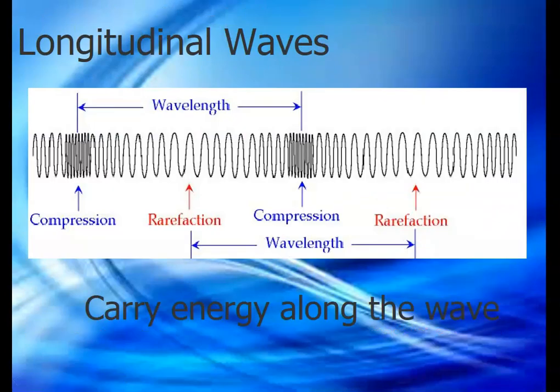Here's a longitudinal wave. Again, we're looking at our wavelength. These are different. When we look at longitudinal waves, instead of being measured from crest to crest or trough to trough, we measure longitudinal waves from wavelength to wavelength. These sections where the wavelengths come together are referred to as a compression, and the space in between is the rarefaction. Longitudinal waves carry the energy along the wave.